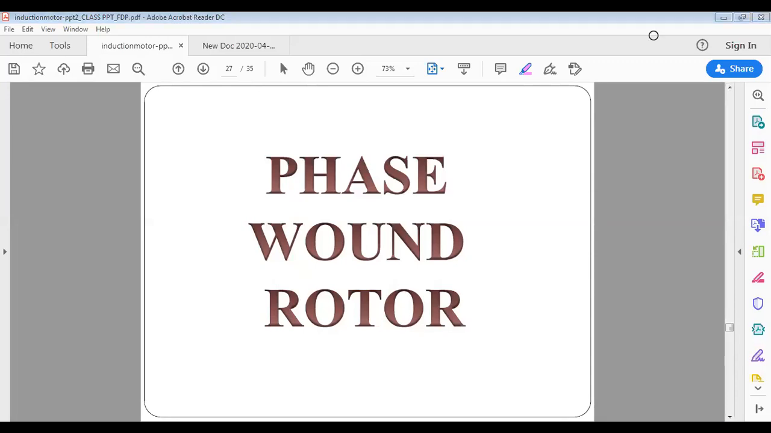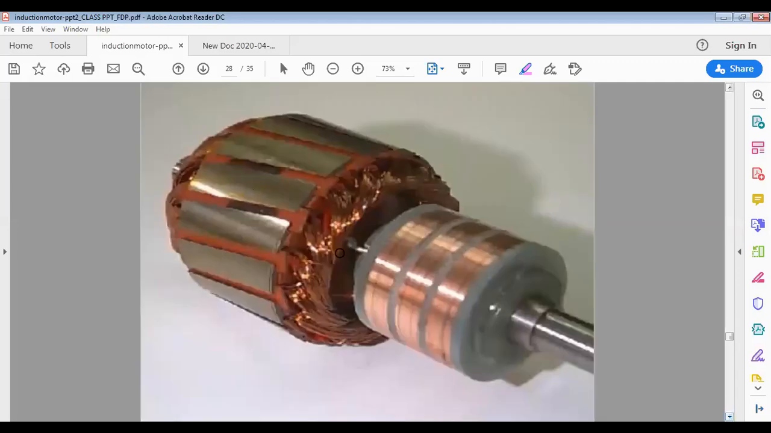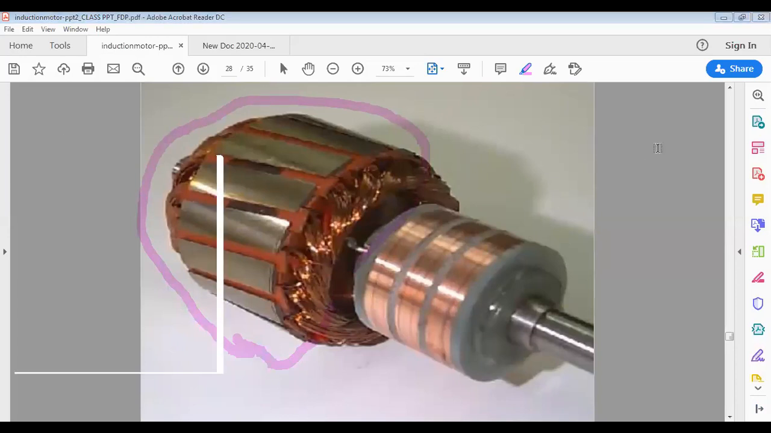Okay, so the second type is the phase wound rotor or slip ring type of induction motor. See, this is the construction. Now observe, this is the rotor. Observe the rotor. In the slots, are bars there or are windings there? Yes, observe. In the slots, are bars there or are windings there?